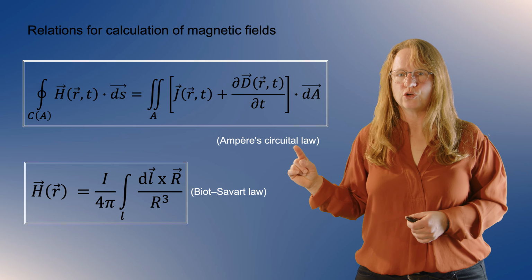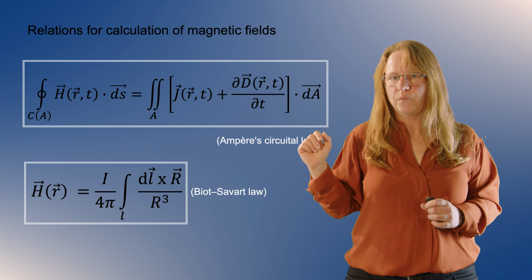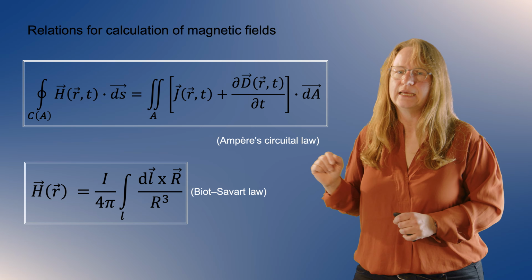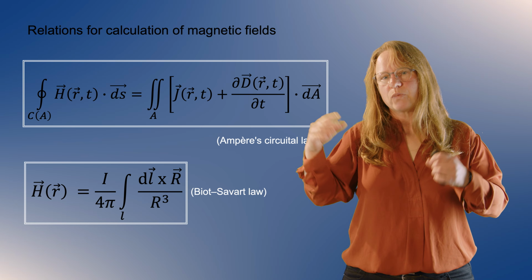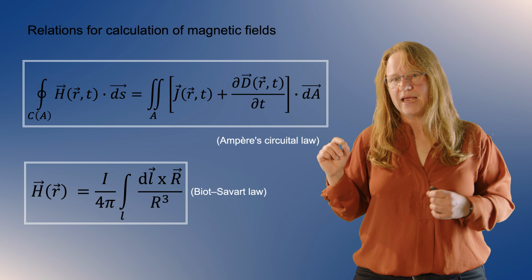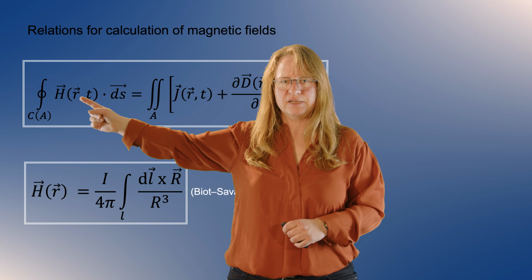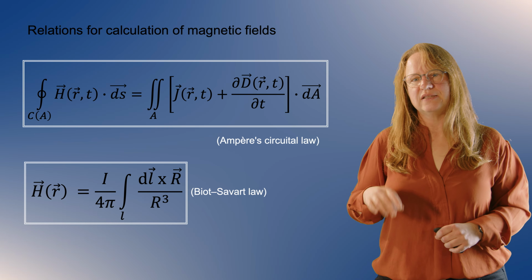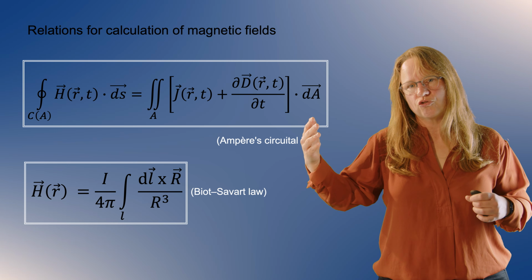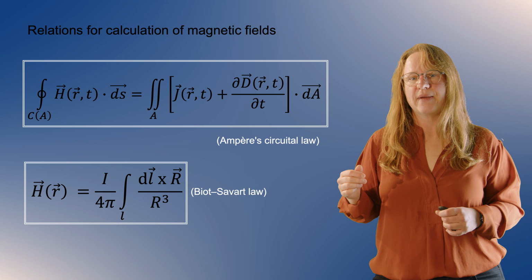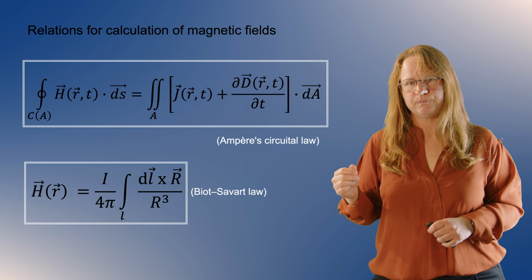So this is Ampere's Circuital law, which is very helpful for calculating highly symmetric configurations. So if you have highly symmetric configurations, you can use this and calculate the magnetic field. It has the disadvantage that it's only an indirect, integral relation between the magnetic field and the flux.